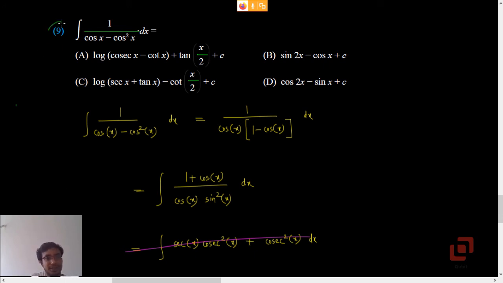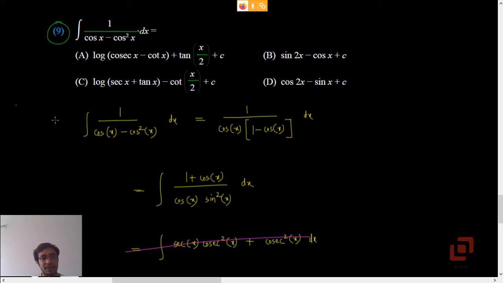Okay, question 9. Integral of 1 upon cos x minus cos squared x dx is equal to. Option A, log of cosec x minus cot x plus tan x by 2 plus c. Option B, sin 2x minus cos x plus c. Option C, log of sec x plus tan x minus cot of x by 2 plus c. And option D is cos of 2x minus sin of x.